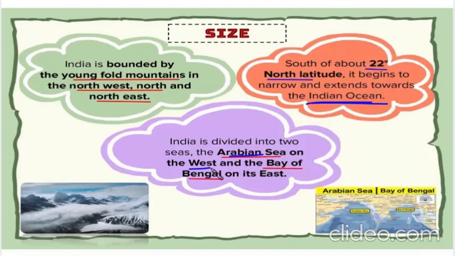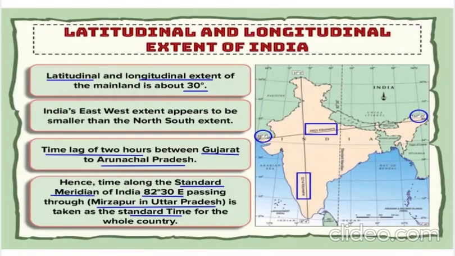Correct? Now, next we have the latitudinal and longitudinal extent of India. So now, students, as we discussed before also, latitude and longitudinal extent of the mainland is about 30 degree. Now, India's east-west extent appears to be smaller than the north-south extent. Okay. Now, between Gujarat and Arunachal Pradesh, there is a time lag of 2 hours. There is a difference of 2 hours in the same country.